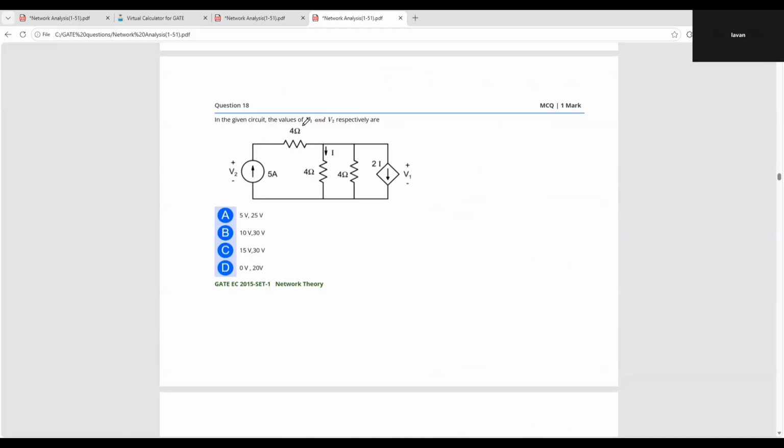In the given circuit, the values of V1 and V2 respectively are. Just tell me, this you can easily do by nodal analysis. You assume this voltage. You assume this voltage. For nodal analysis, you will assume voltage. Don't do it fast.